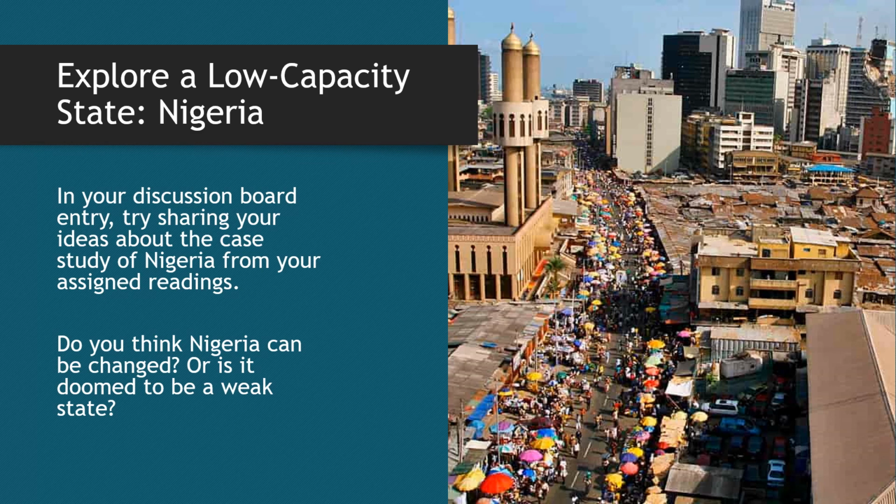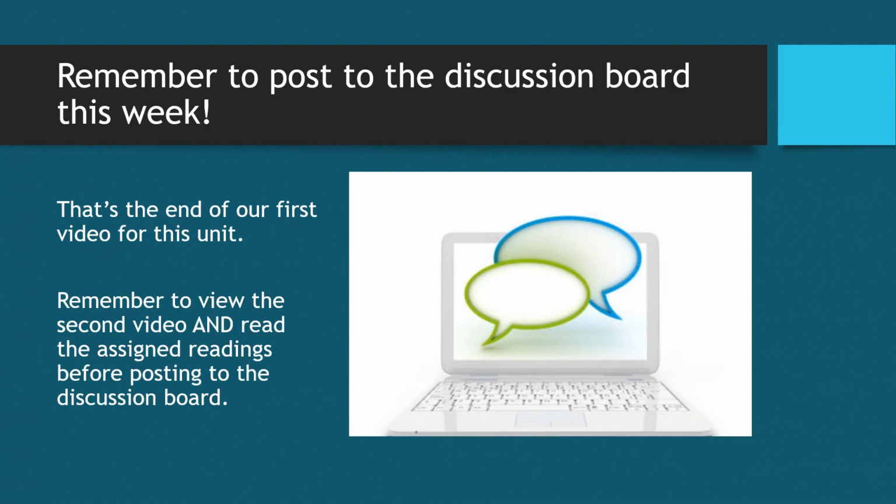Remember that you will be reading a case study of a low capacity state from your textbook. So in that case study section on Nigeria, try finding things that you might want to share for the discussion board about that case. The case study is trying to look at whether Nigeria, which is a weak state, can be changed or not, and what's the hope for the future for Nigeria, and what would have to change if it was going to become a higher capacity state than it is right now. So hopefully that'll give you some food for the discussion board as well.